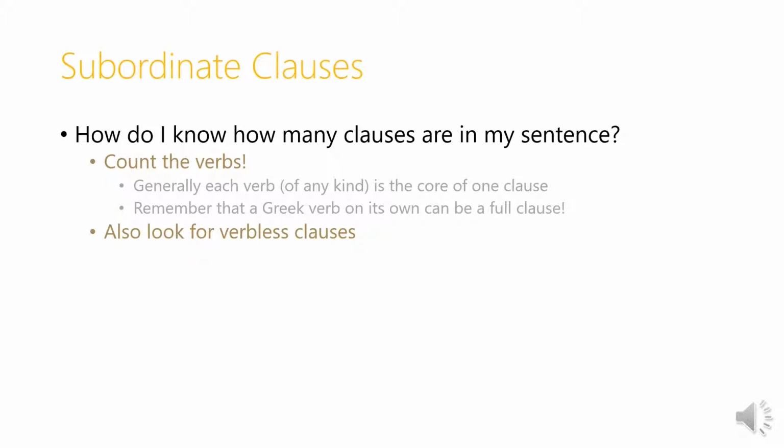How do I know how many clauses there are in my sentence? Simply count the verbs. Generally, each verb of any kind is the core of one clause in Greek. And remember that a Greek verb all on its own can be a full clause. Also, you need to keep an eye out for verbless clauses, because you can have a verbless clause modified by dependent clauses.